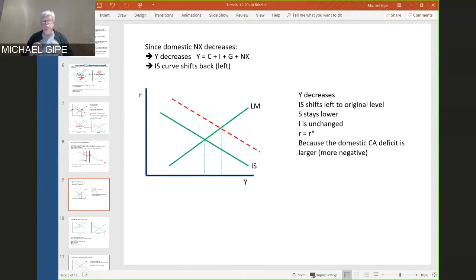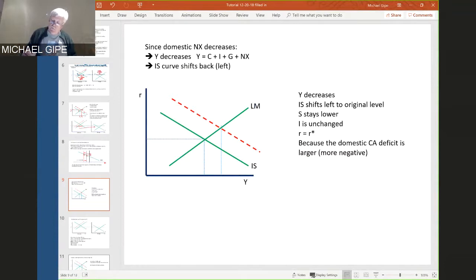Y decreases, and you can see that from the equation shown there. Net exports go down. Our output has to go down as well because we're not shipping as much product across to the foreign economy, and the IS curve has to shift back left.